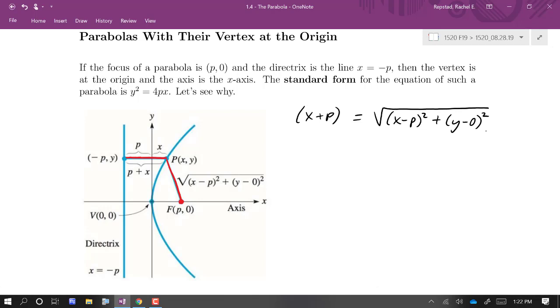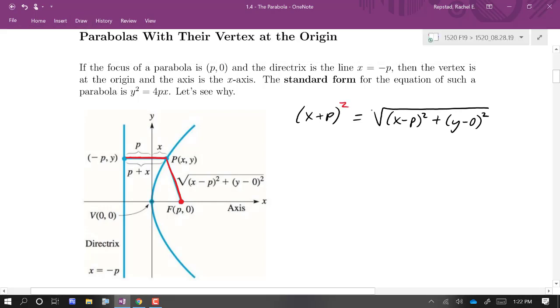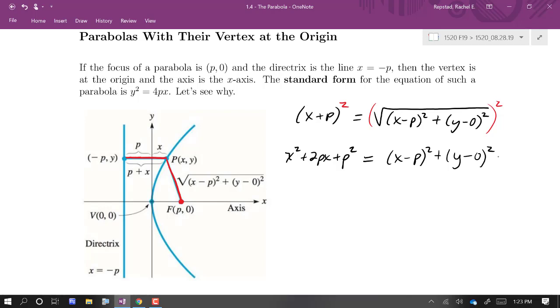So we're going to rearrange this. I'm going to square both sides. Get rid of that radical. On the left side, I'll multiply that out. So we get x squared plus 2px plus p squared. On the other side, I've got (x minus p) squared plus (y minus 0) squared. We squared that radical. And now we can multiply out the stuff on the other side.